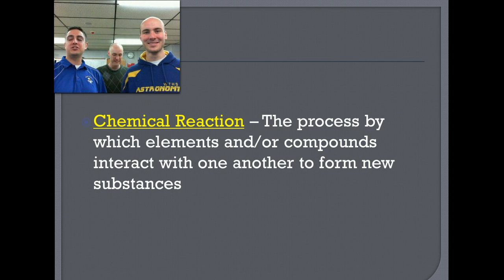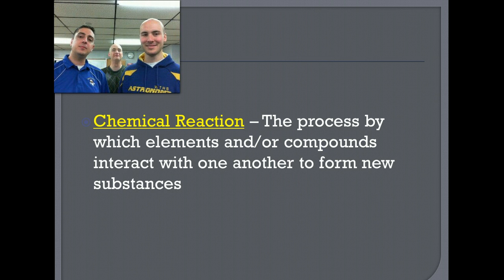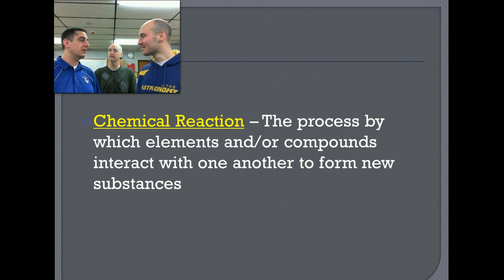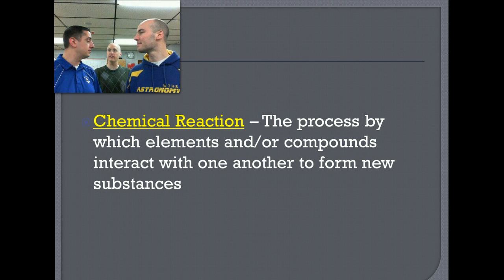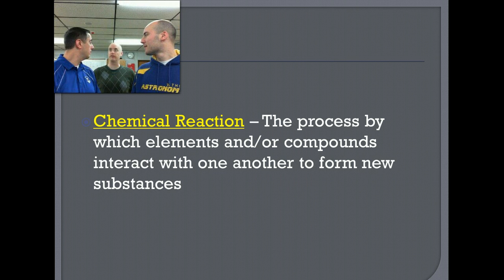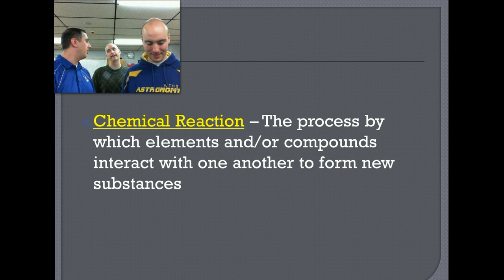So, chemical reactions are the process by which elements and or compounds interact with one another to form new substances. Now, we've been talking about this a lot in class, and now we're going to go into a little more detail about how you tell if a reaction is actually taking place. So this is the chemical change we talked about, the new substance that's formed. These are just ways of recognizing a new substance.